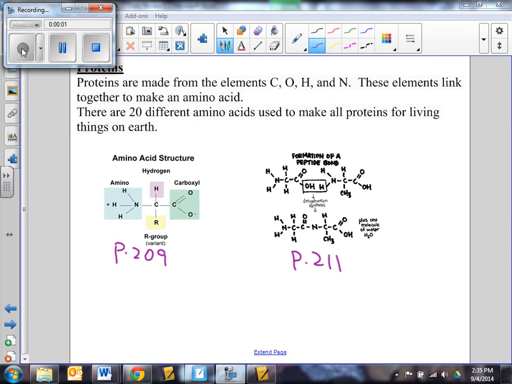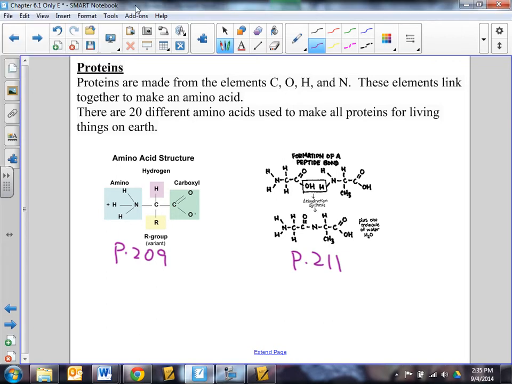So our topic today is proteins. If you look on the board, I wrote proteins and enzymes, but enzymes are just a thing that proteins do. And so really, we're going to talk about proteins for the next few days.